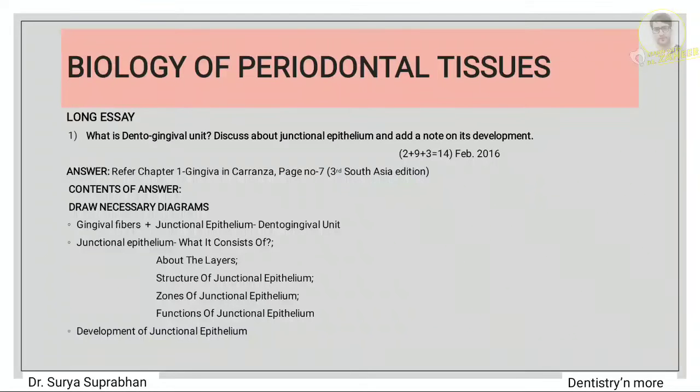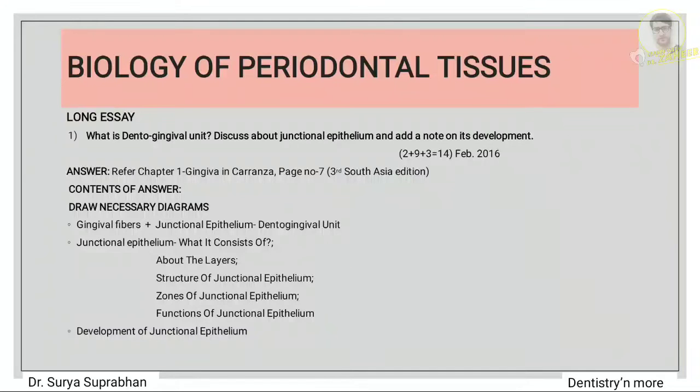Then coming to the structure of junctional epithelium, you have to write how the junctional epithelium is attached to the tooth, that is via the internal basal lamina, and how it is attached to connective tissue, that is with the help of the external basal lamina. Then coming to the zones of junctional epithelium, there are 3 main zones. It is given in Carranza, and the uses have also been mentioned. Then coming to the functions of junctional epithelium, there are 3 main functions written in Carranza, and all the 3 should be mentioned.